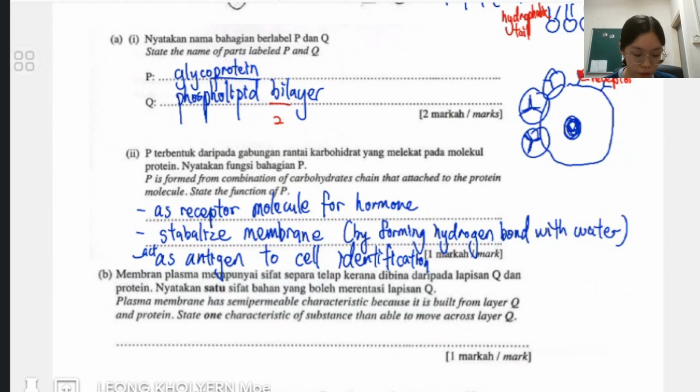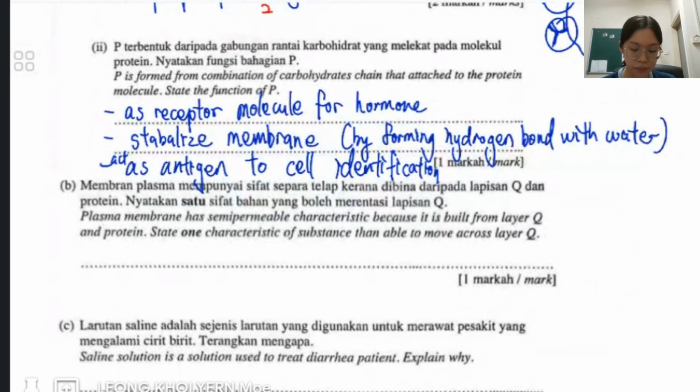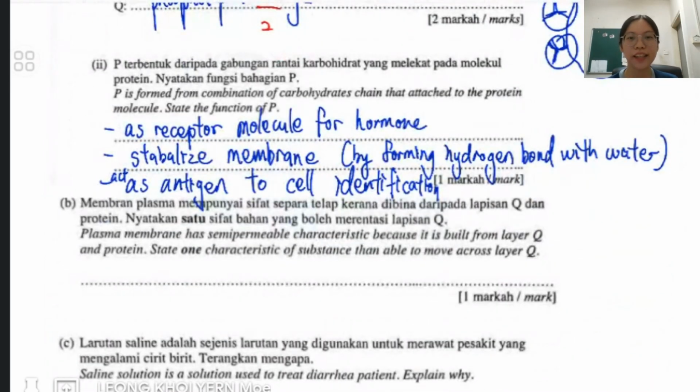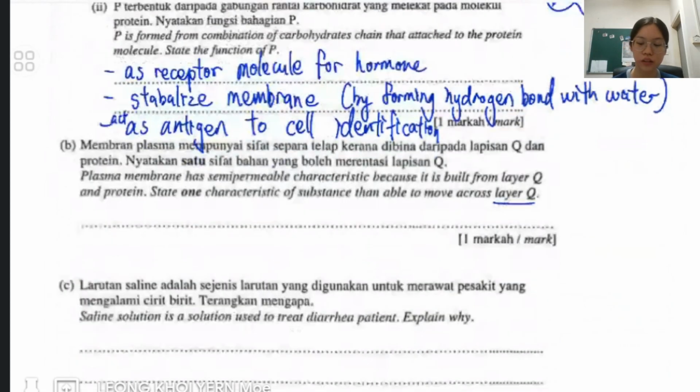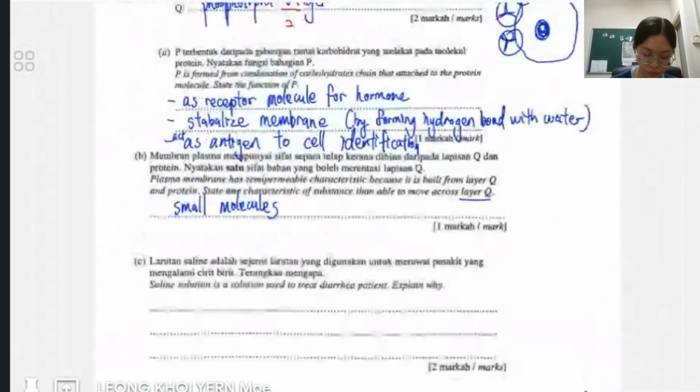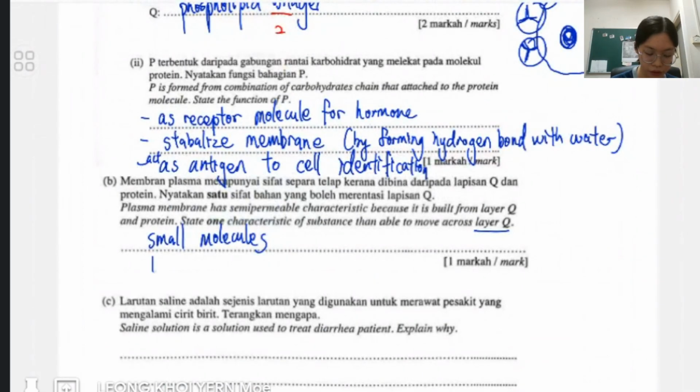Now let's continue. Plasma membrane has semi-permeable membrane characteristic because it is built from layer Q. Layer Q is the phospholipid bilayer, and protein. State one characteristic of substance that is able to move across layer Q. It can be a small molecule like carbon dioxide, or it can be lipid soluble. So yeah, small molecule, or you can write it as lipid soluble.